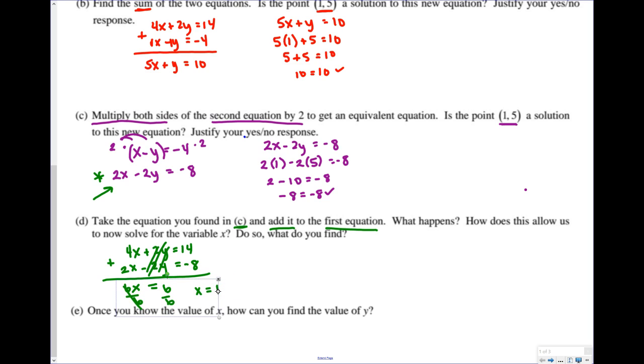Isn't that what we know the solution to be? Don't we know the solution is (1, 5)? We sure do. So by eliminating that variable, we've found our solution. It's a really cool trick.